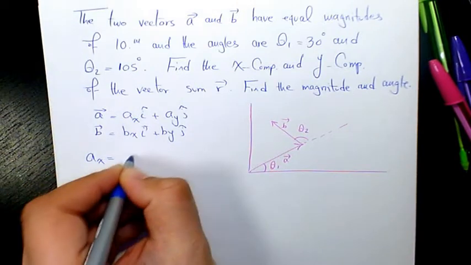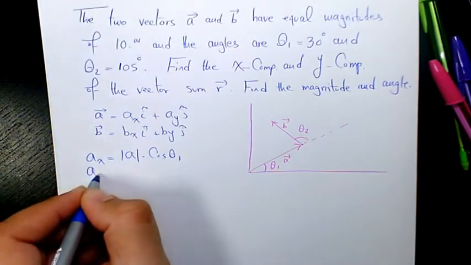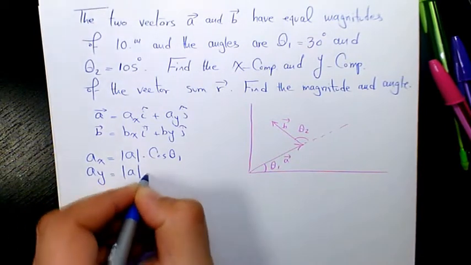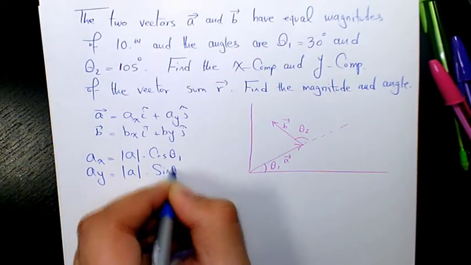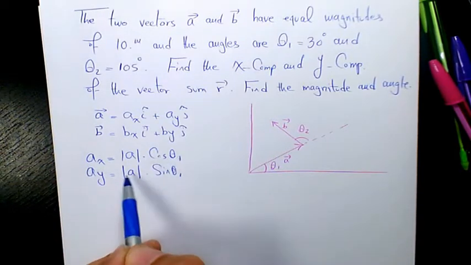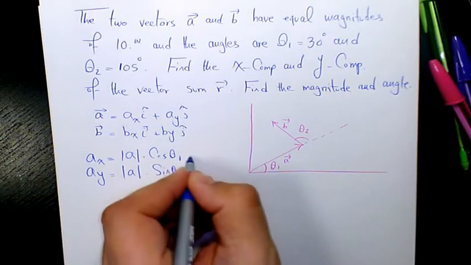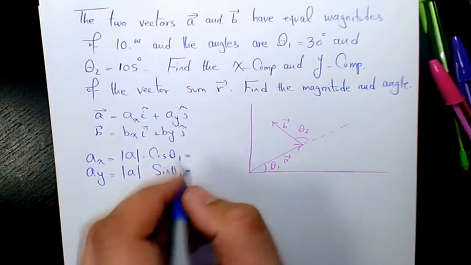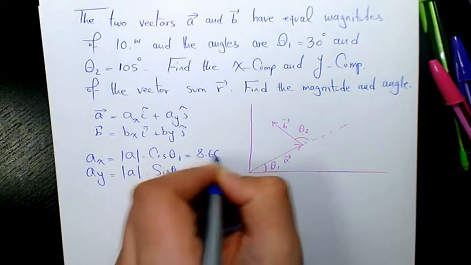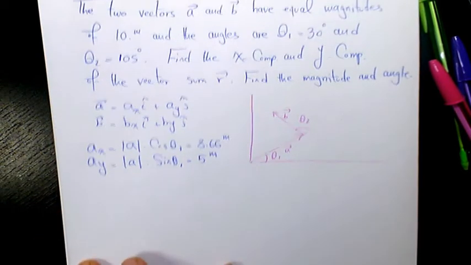Ax equals the magnitude of A times cosine theta 1. Ay equals the magnitude of A times sine theta 1. So it's going to be 10 times cosine 30 and 10 times sine 30, which is going to be 8.66 meters. This one is going to be 5 meters.